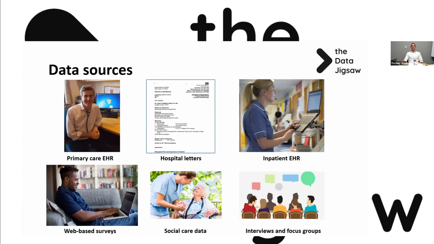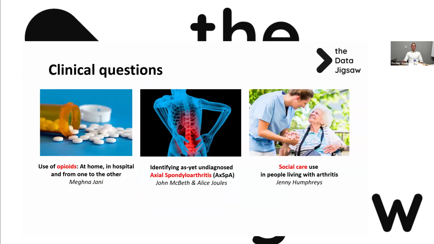The data sources that we've used in the program include primary care electronic health records, outpatient hospital letters, inpatient prescribing and inpatient events, web-based surveys, social care data, as well as interviews and focus groups. The clinical questions, though, our focus for today, three examples of this that we'll be hearing about are the use of opioids at home, in hospital, and the transition from one to the other. And we'll hear from Meghna in a second.